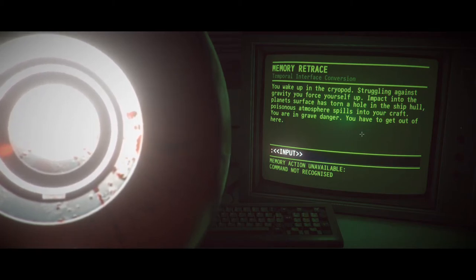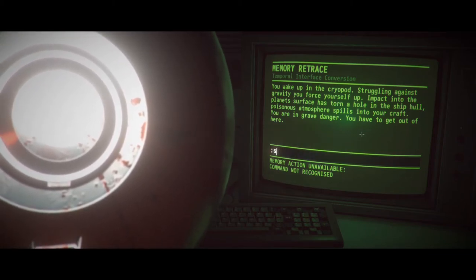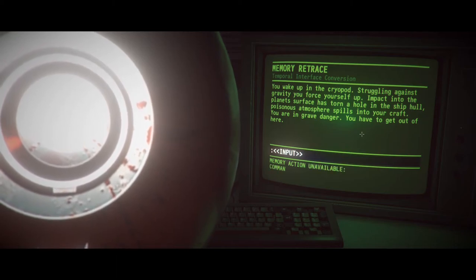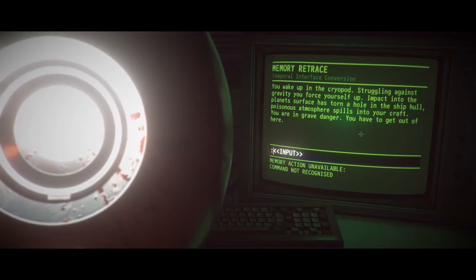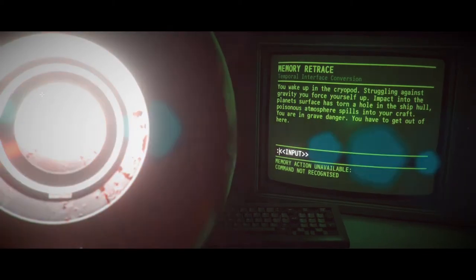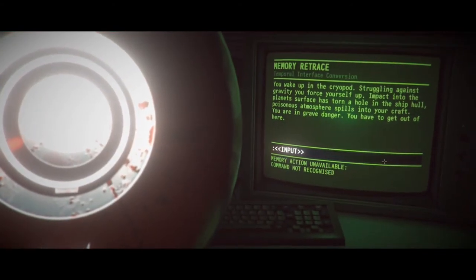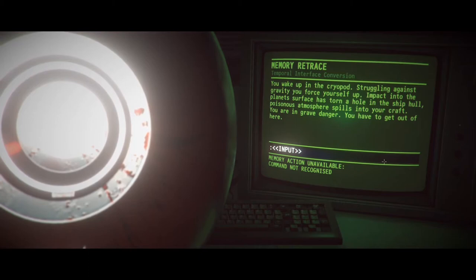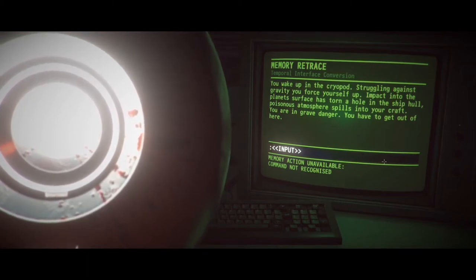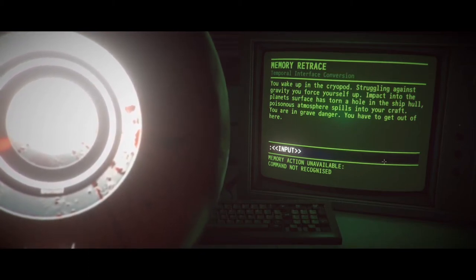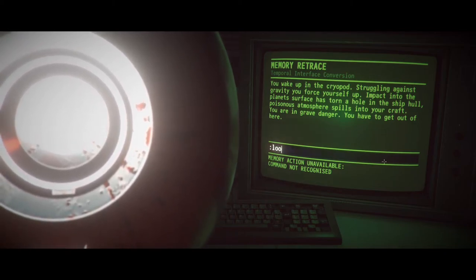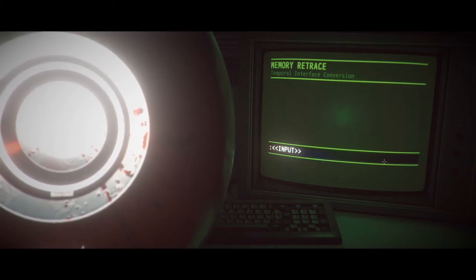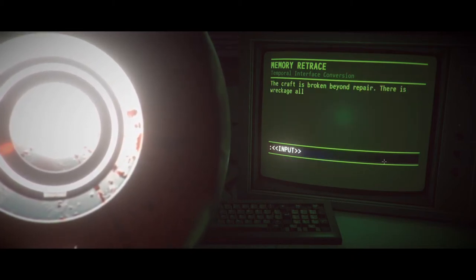Command not recognized. Stand. What do I do? I'm really bad at paying attention. Okay, I can't. I have to get out of here. Okay, why didn't it work the first time?